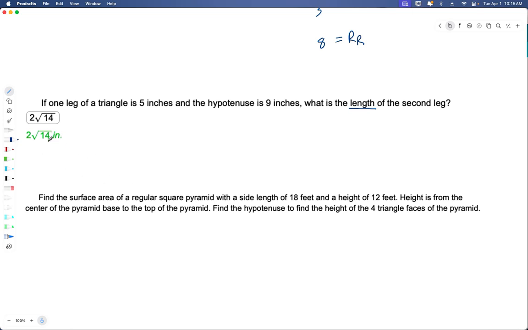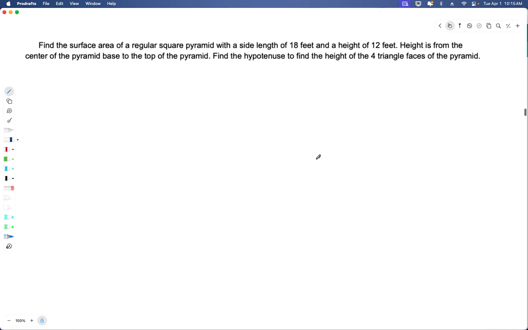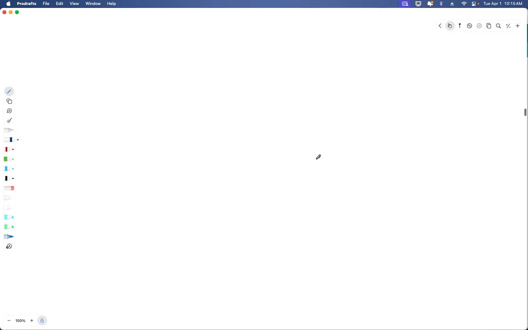2 times the square root of 14, what? Inches, miles, feet, centimeters? We don't know. If it's length, we don't know unless we have a unit of measure on it. So that's it. You did all the math right. You just didn't put the unit of measure. So good job.